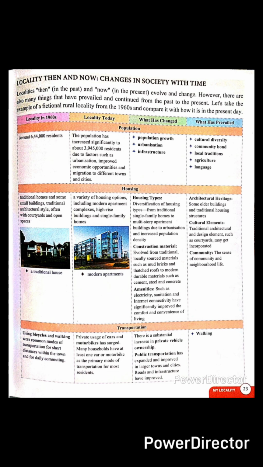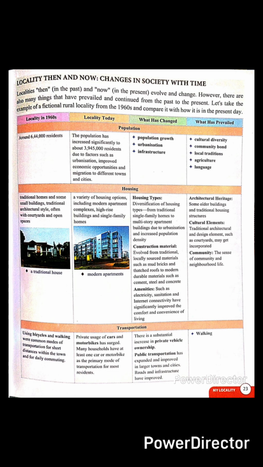So first, population. This is the description about the population. In the first column, around 6,44,000 residents. Locality today, the population has increased significantly to about 3,945,000 residents due to factors such as urbanization, improved economic opportunities, and migration to different towns and cities. What has changed? Population growth, urbanization, infrastructure. What has prevailed? Cultural diversity, community bond, local traditions, agriculture, language.